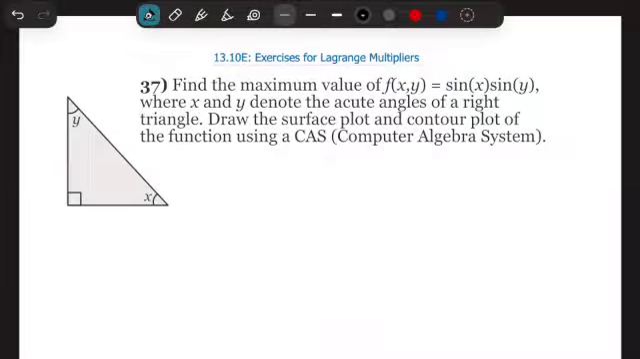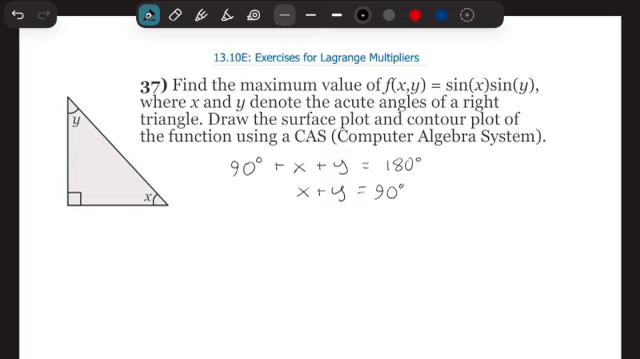So, we need to maximize f of x, y equals sine x sine y, where x and y denote the acute angles of a right triangle. So first thing, let's think about our constraint. We have a triangle, so we know that the angles add up to 180 degrees. And our triangle is a right triangle. So we have 90 degrees plus x plus y equals 180 degrees. So x plus y equals 90 degrees.